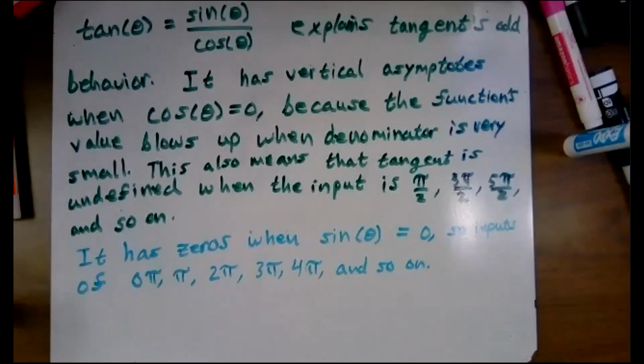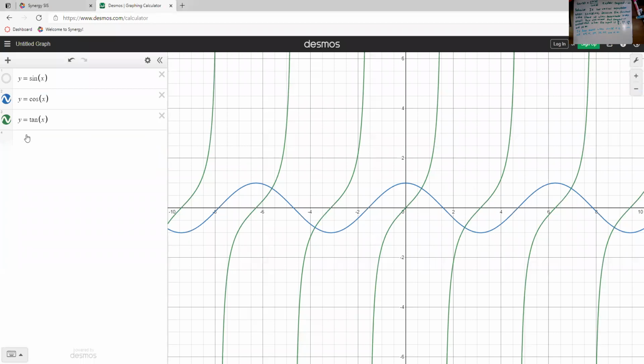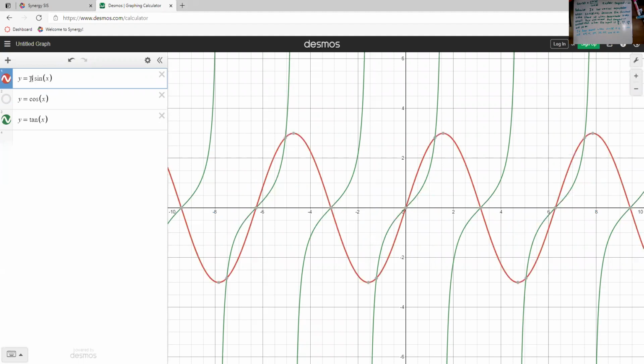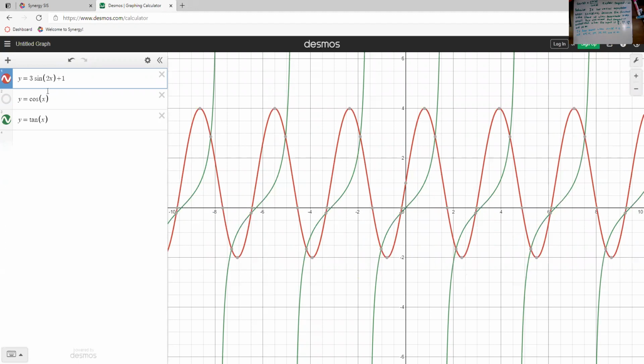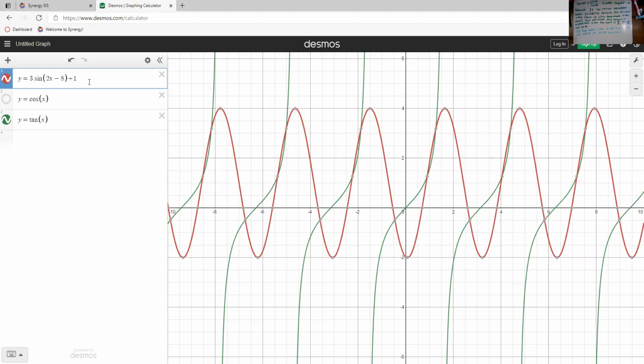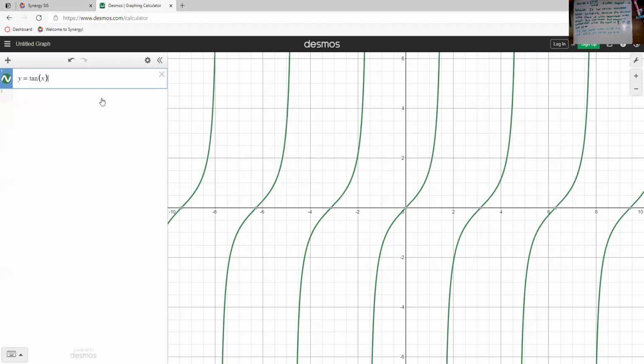Now, another thing that we'll look at with tangent before we move on to cotangent is, last time we looked at transformations of sine and cosine. Let's just go ahead and go over to the graph. Okay, so last time we were learning about transformations of sine, that we can change the amplitude of sine, change the period of sine, vertical shift, horizontal shift. Now, we can still apply the same transformations to a tangent.